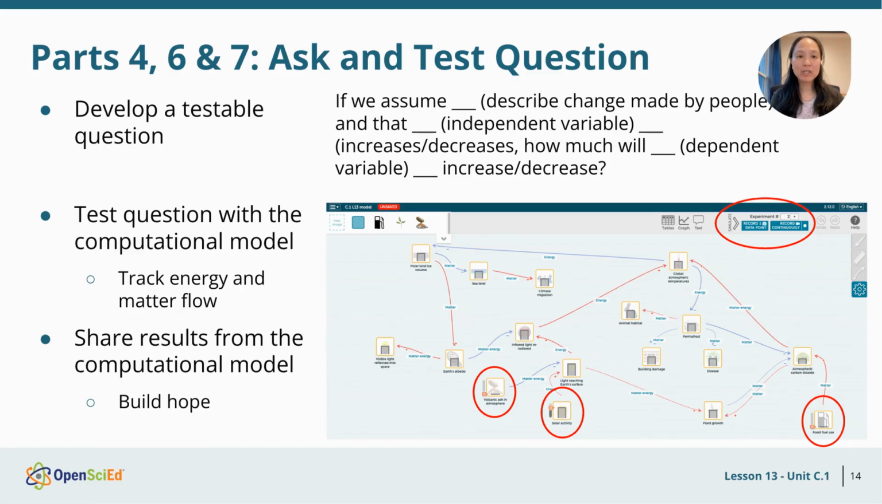Developing and testing a question with a computational model was a productive challenge for students. They had to consider how an implementable human solution could affect one of the independent variables in a computational model. I could also assess students' proficiency at tracking and explaining the changes in energy and matter flow shown in the model. The teacher edition notes that this activity is intended to build hope by encouraging students to focus on how various human solutions could affect the climate positively if carried out.